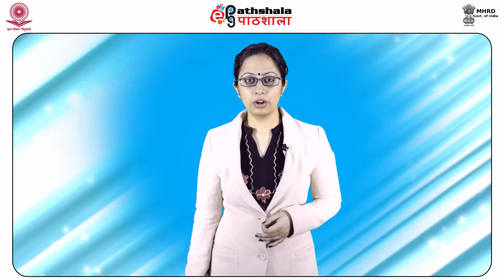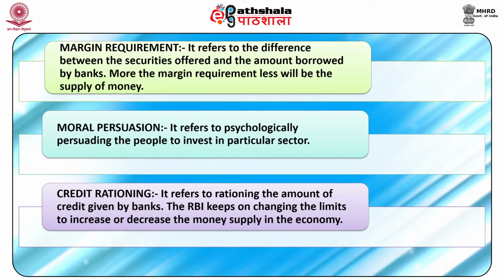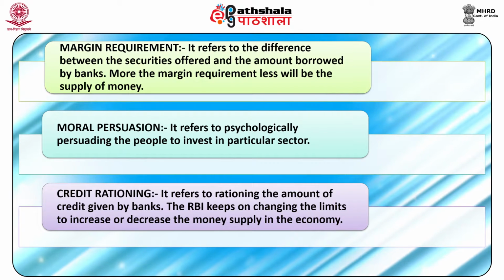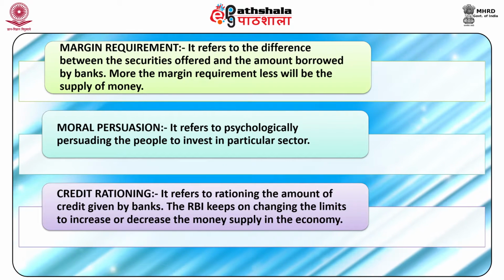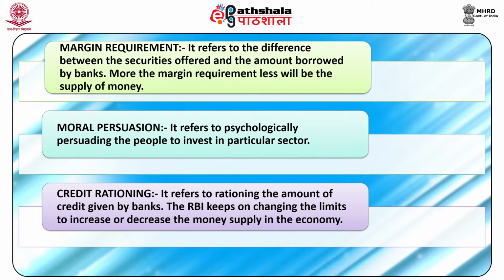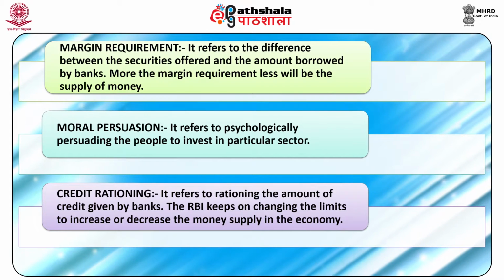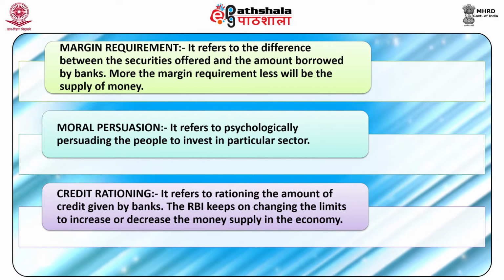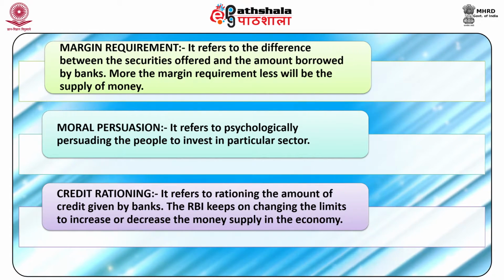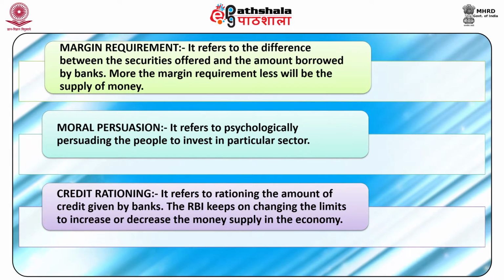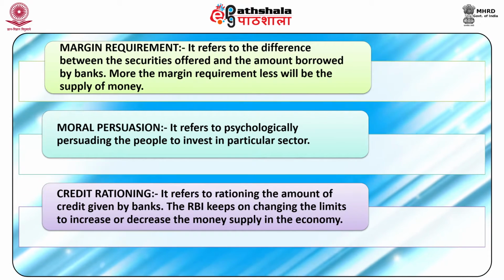Measures for qualitative control are: the first one is margin requirement. It refers to the difference between the securities offered and the amount borrowed from banks. The more the margin requirement, the less will be the supply of money. Second is moral persuasion. It refers to psychologically persuading the people to invest in a particular sector. Third is credit rationing. It refers to rationing the amount of credit given by banks. The RBI keeps on changing the limits to increase or decrease the money supply in the economy.